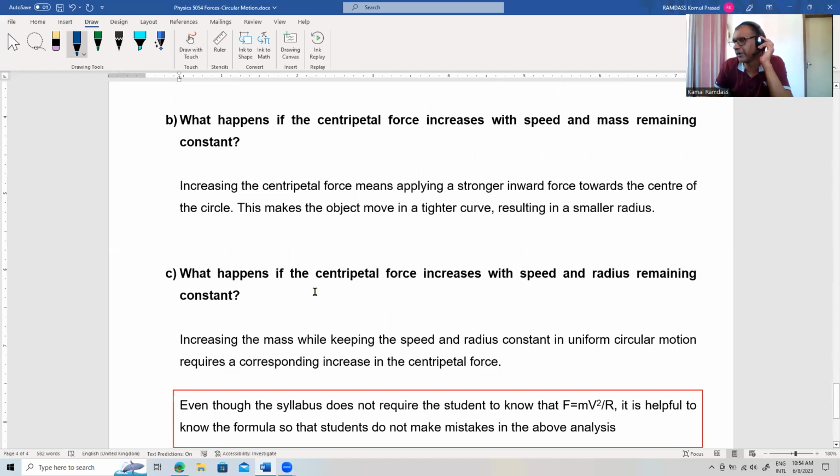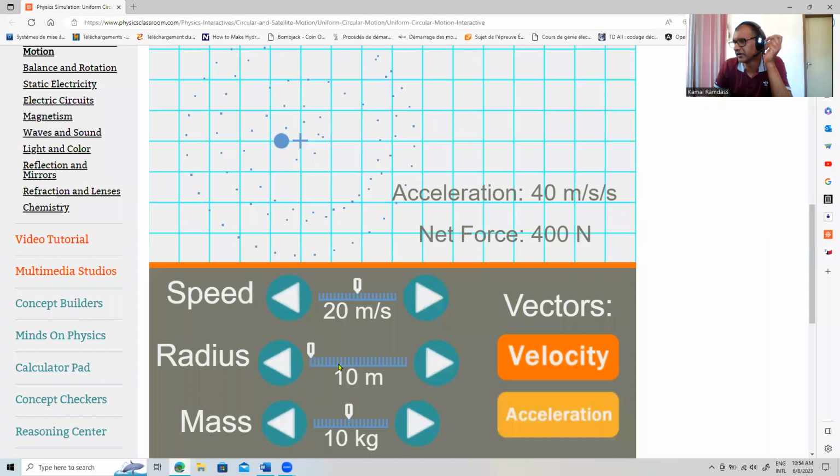Et troisièmement, what happens if the centripetal force increases with speed and radius remaining constant? Et dans ce cas-là, on peut dire speed et radius remain constant. Si on augmente the centripetal force, définitivement on a besoin d'augmenter the mass pour qu'il y ait le même type de circular motion. Increasing the mass while keeping the speed and radius constant in a uniform circular motion requires a corresponding increase in the centripetal force.